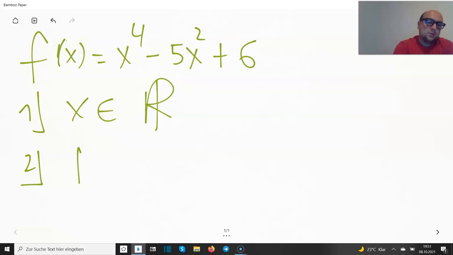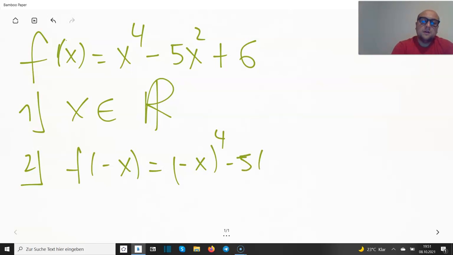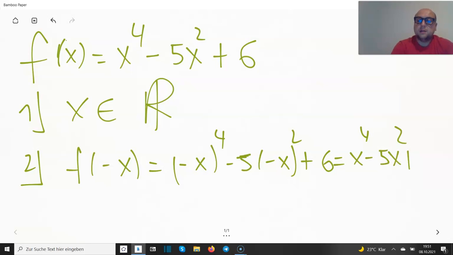Why is that the case? Well, if you consider f of minus x, that would be minus x to the power of 4 minus 5 times minus x squared plus 6, and then we have x to the power of 4 minus 5x squared plus 6, which is exactly the same as what we have in f of x. So symmetry considering the y-axis, check.